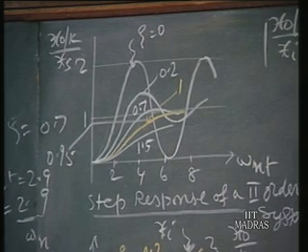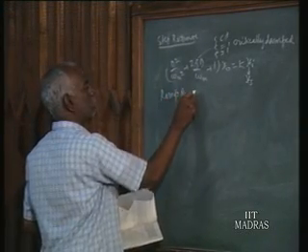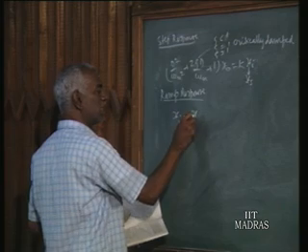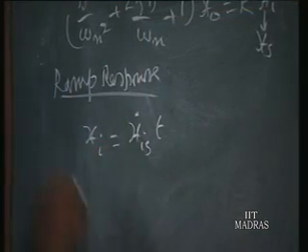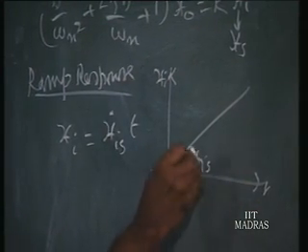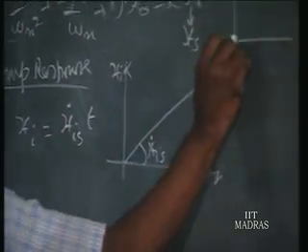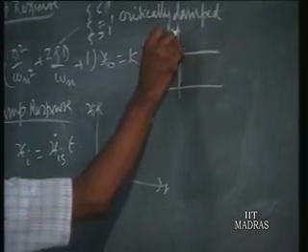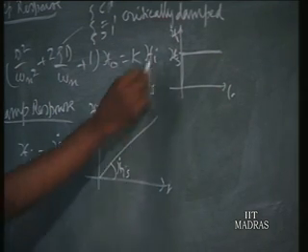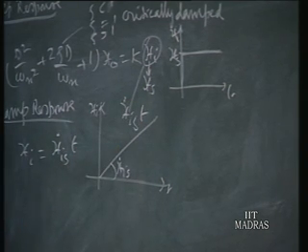And next we go for the ramp response. Ramp response, as for the first order system, xi is equal to xis dot t, that is the velocity at which it varies. This is xi versus time. So xi constantly increases, instead of, in the step input, suddenly jumping to xs. This is a ramp input. That means in this equation we now put xis dot into t and solve this equation as we have done earlier.